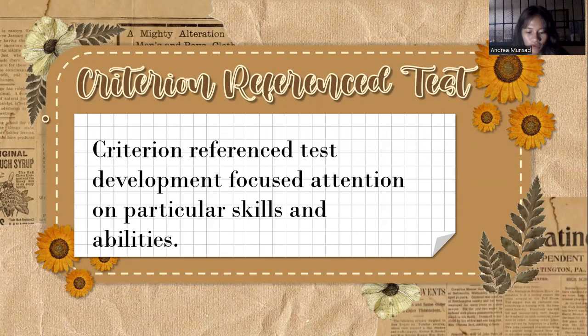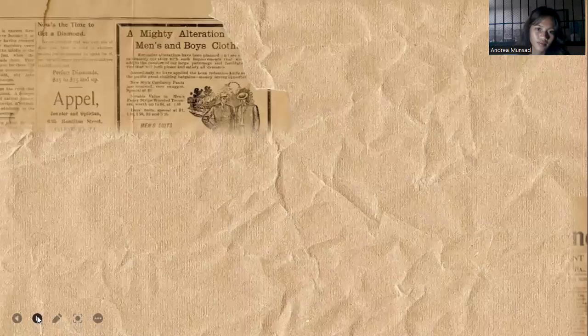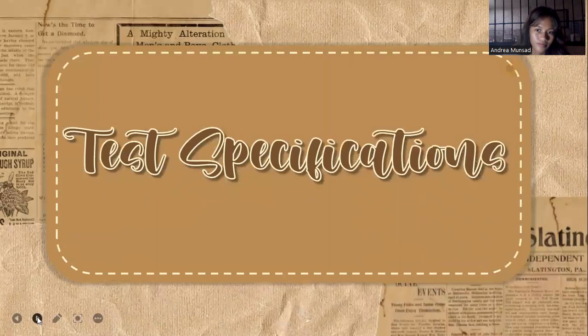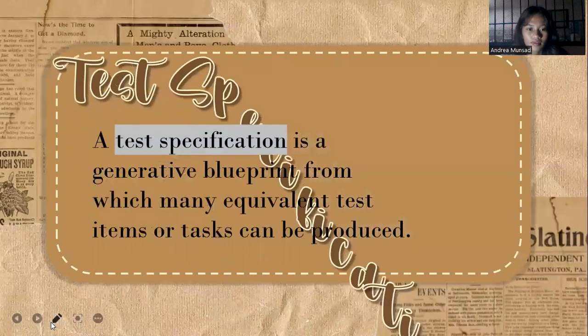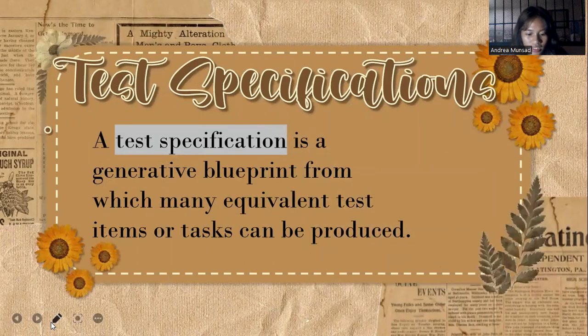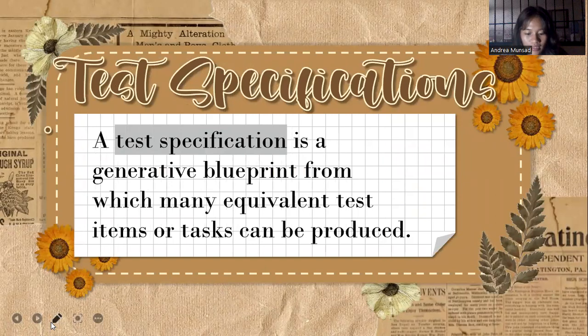Criterion reference test development focuses attention on particular skills and abilities. Operationalization is the challenge of putting an ability into measurable terms, and it is featured centrally in criterion reference testing. The chief tool for operationalization is a test specification. A test specification is a generative blueprint from which many equivalent test items or tasks can be produced.